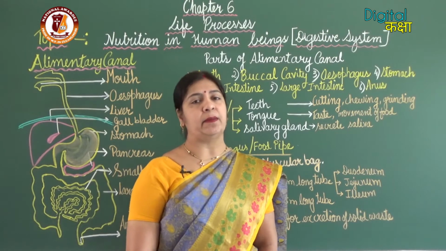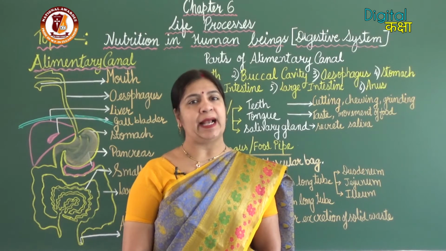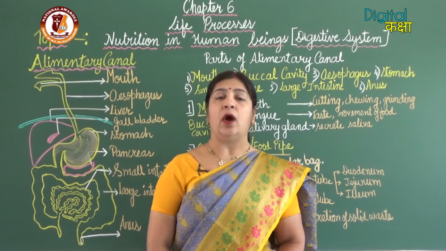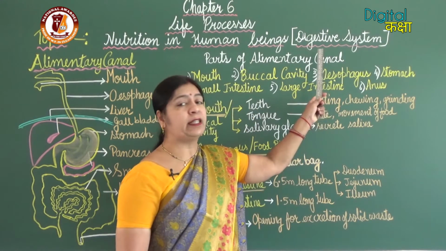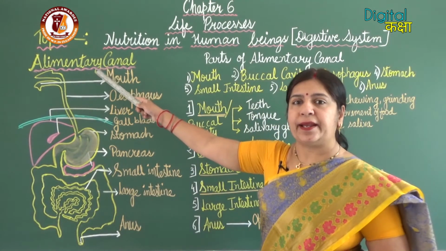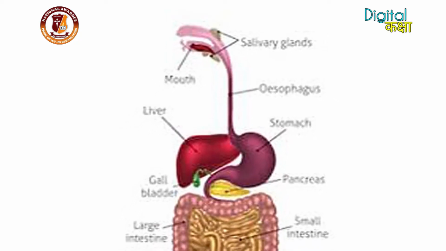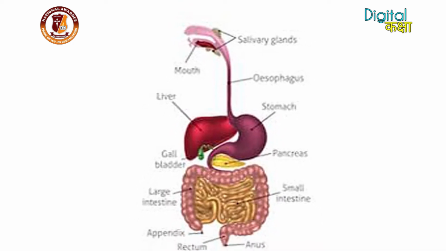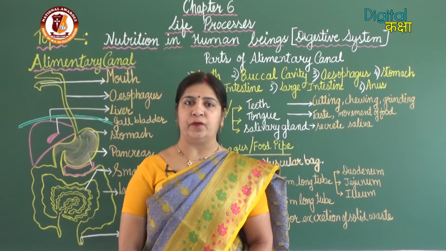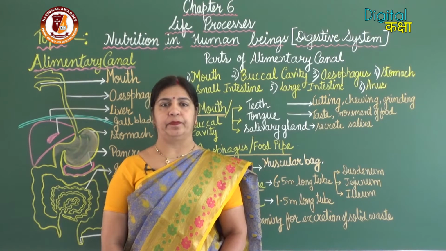This digestive system consists of different organs which are involved in the process of digestion. So, all the parts which are involved in the process of digestion or which are part of the digestive system are together known as alimentary canal. What is alimentary canal? Alimentary canal is the long tube through which the food passes, and during this passage the food is broken down into simple forms so that it can be readily absorbed by the body.